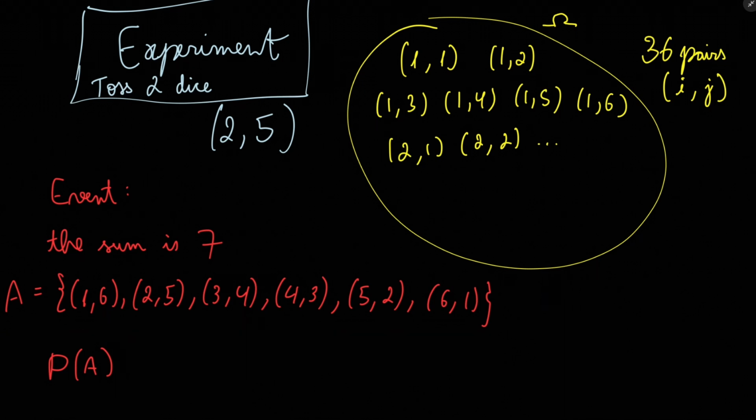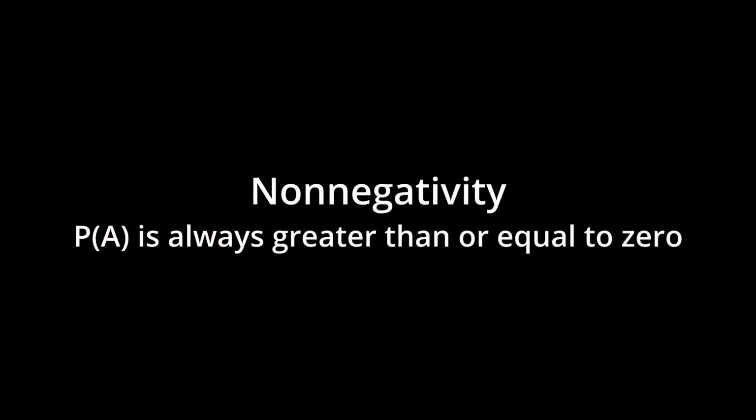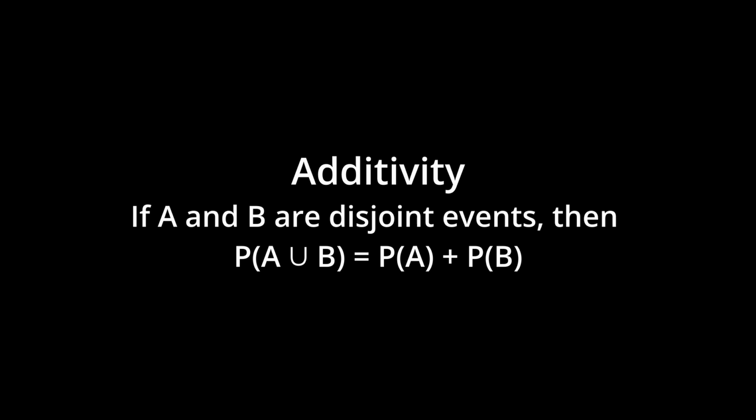The probability law must follow 3 axioms. First one, nonnegativity. P of A is always greater or equal to 0. Second, additivity. If A and B are disjoint events, then the probability of A union B equals the probability of A plus the probability of B. And finally, normalization, which tells us that the probability of the entire sample space is 1. We can write this as the probability of omega, which is the entire sample space, equals 1.